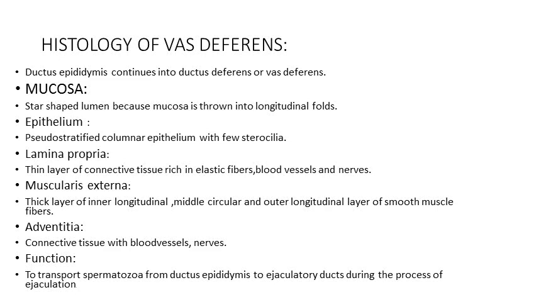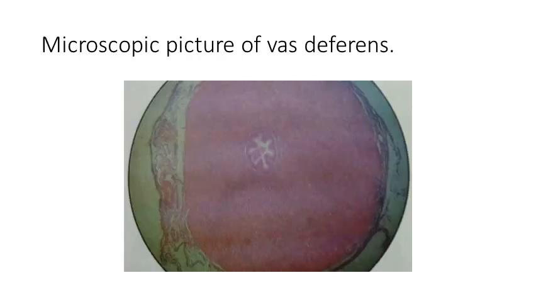smooth muscle fibers. Then coming over to the outermost layer, that is the adventitia. It consists of connective tissue with blood vessels and nerves. This is the microscopic picture that you are going to see under the microscope. You can appreciate the star-shaped lumen and the lamina propria and the thick muscular layer, that is the inner longitudinal, middle circular, outer longitudinal, and also the adventitia, which is present on the outer side, which is loose connective tissue.